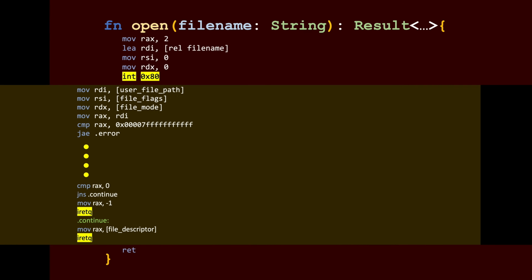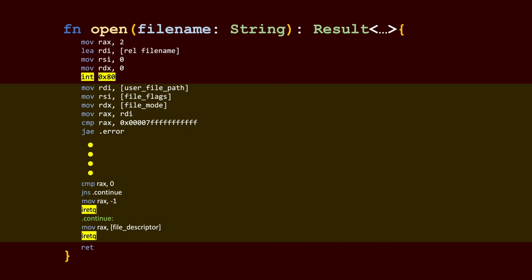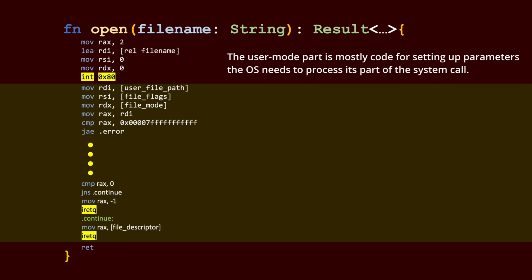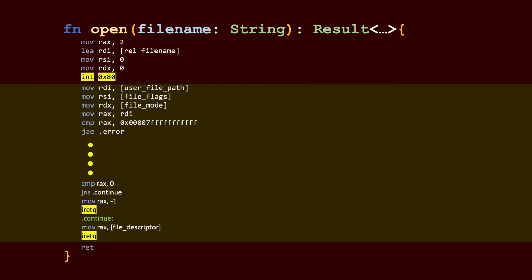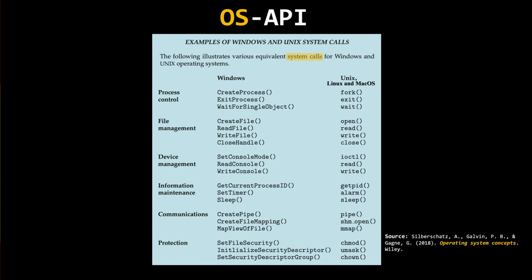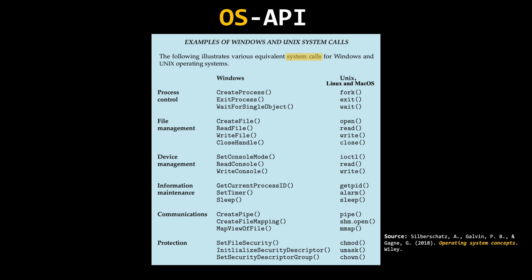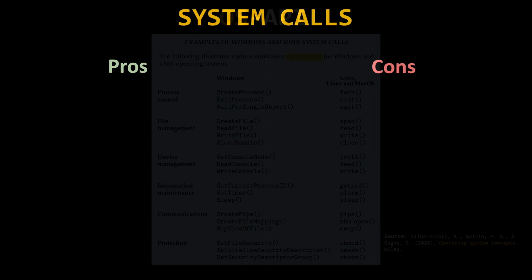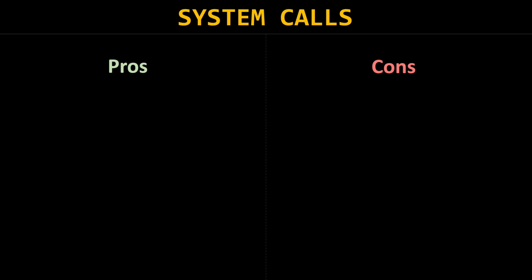Another way to visualize this is that part of the function resides in the address space of the user program, running in user mode, while another part resides in the operating system's address space and runs in kernel mode. In general terms, we could say that system calls provide essential services to user programs. I originally planned to make a separate video about system calls, but I think I can cover the rest here, including the pros and cons.